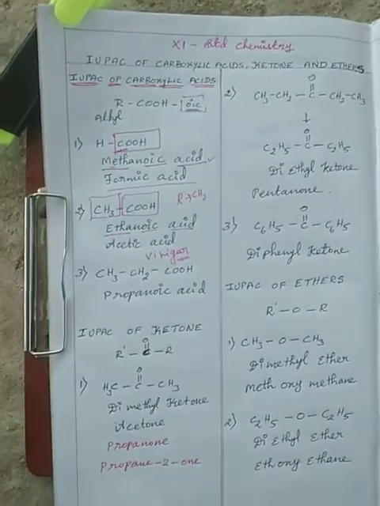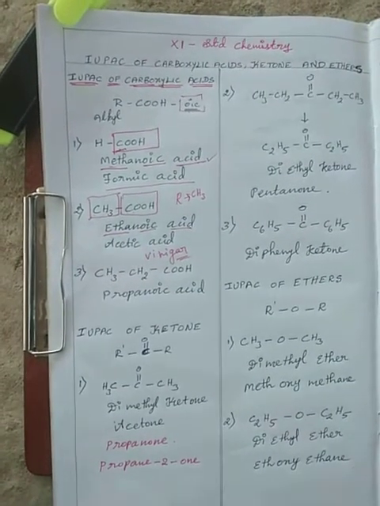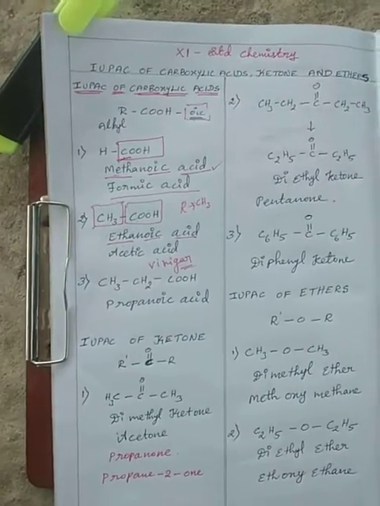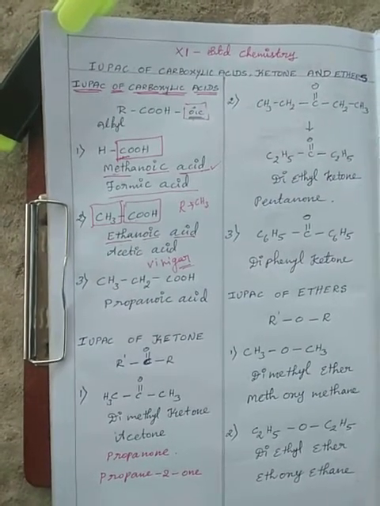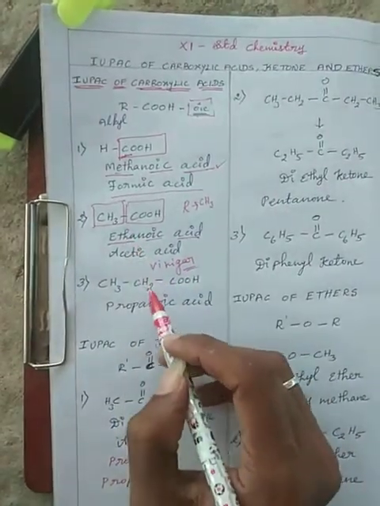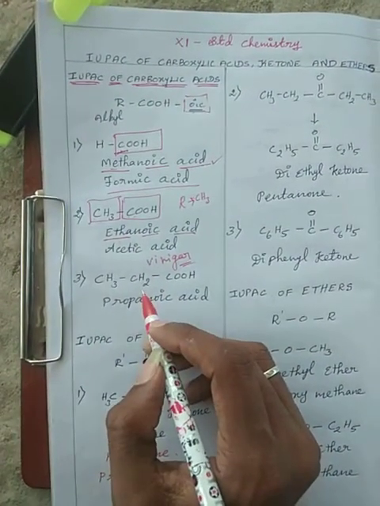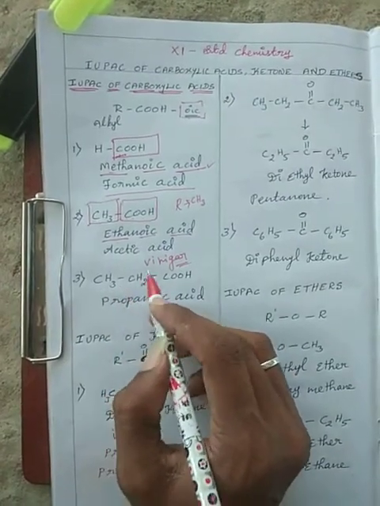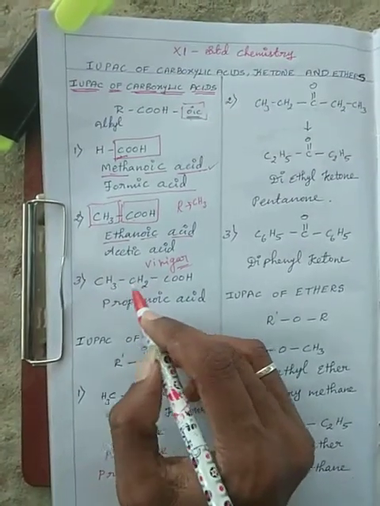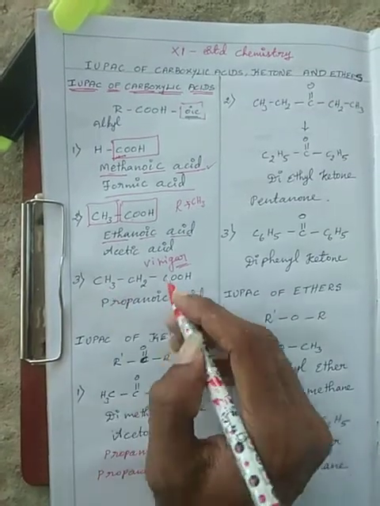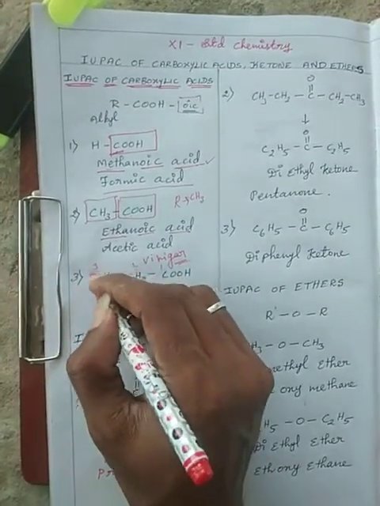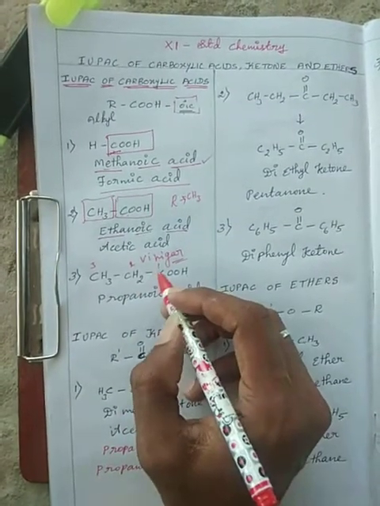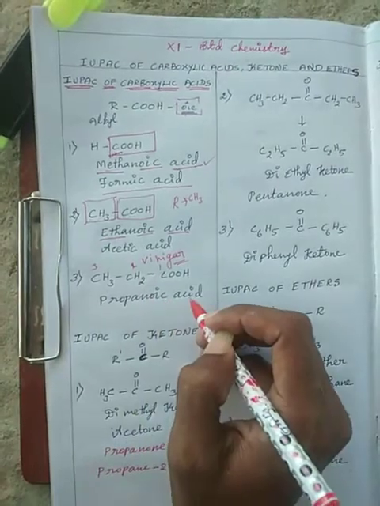For acids, ketones and ethers, common names are most commonly used here in India. Next, the chain increases by one CH2, the methyl group becomes an ethyl group attached to the acid group. There are 1, 2, 3 carbons here. The first carbon is attached to the acid, but there are 3 carbons, so propanoic acid.